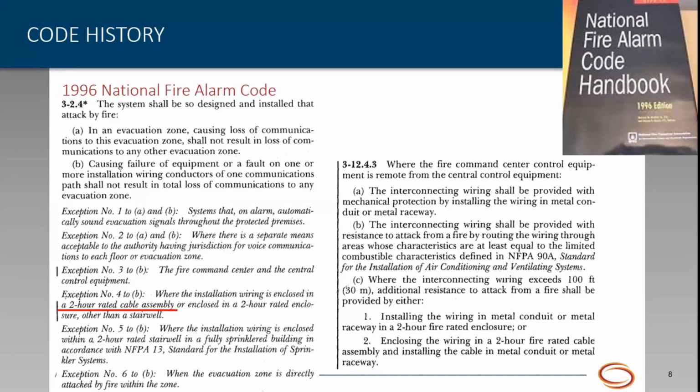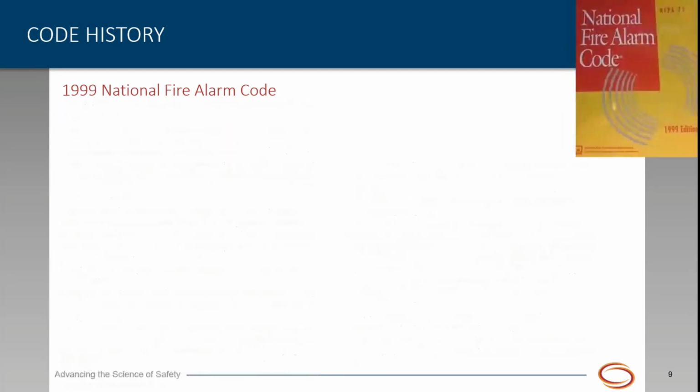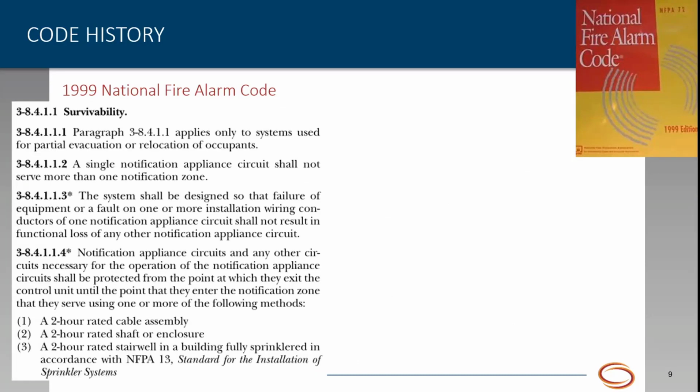We'll see how these 2 requirements kind of change over time. In the 99 edition, it followed the same basic concept, except now it permits 3 options for circuit protection. You see it at the bottom of the screen, using a cable assembly, a shaft, or a stairwell. The stairwell in a sprinklered building is interesting because this is the last time we see an allowance of allowing fire alarm cabling for the building to be routed in a 2-hour rated stairwell.